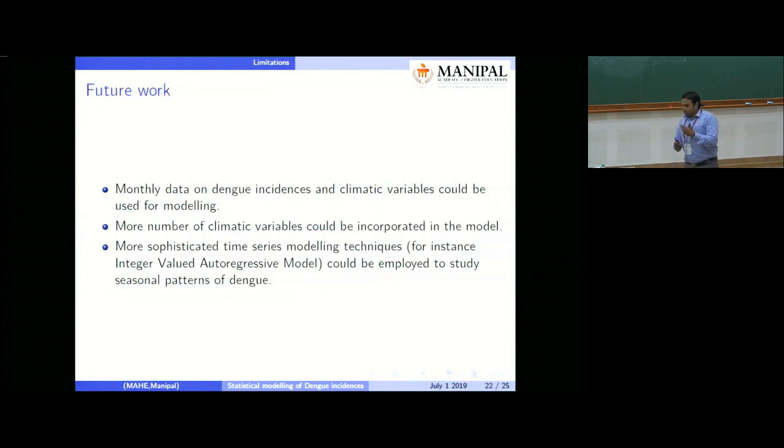Future work: monthly data on dengue incidences and climatic variables could be used for the modeling. And more climatic variables like humidity and precipitation could be used. And more sophisticated time series modeling techniques, for instance, the integer valued autoregressive model, could be employed to study the seasonal patterns.